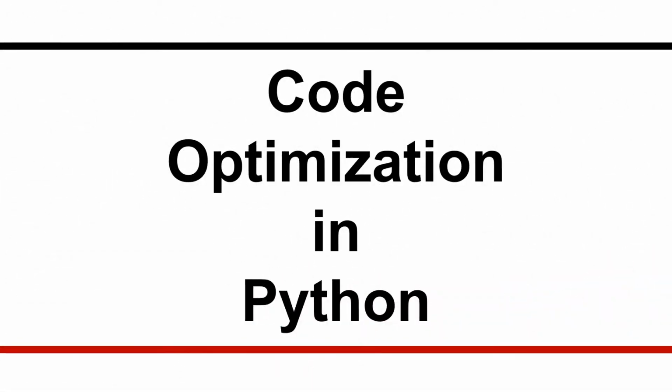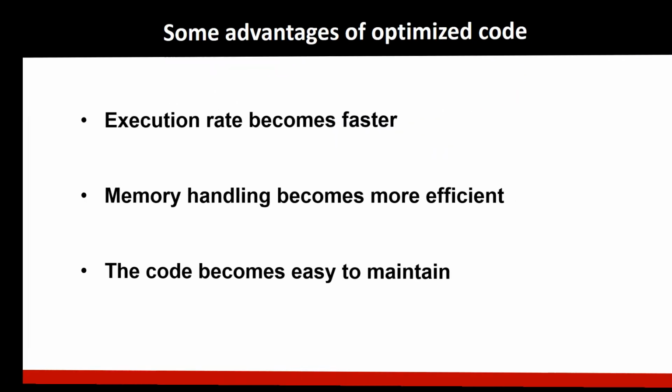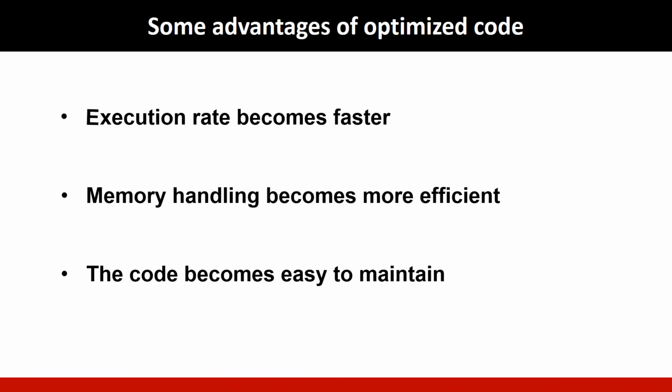Do you optimize your code? You must, after making your program work. Some advantages of optimized code are: execution rate becomes faster, memory handling becomes more efficient, and the code becomes easy to maintain.